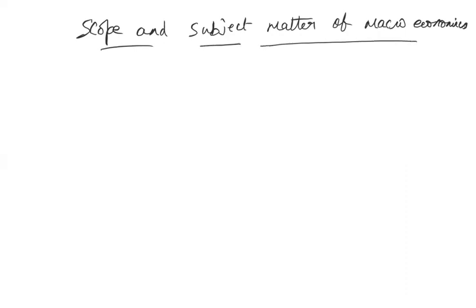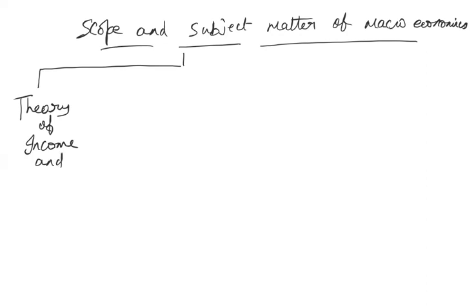So the first subject matter that is covered under macroeconomic analysis is the theory of income and employment. Here it is not just the individual income but national income. It is not the employment of one individual company, but the total employment of a country. Okay. So the first subject matter analyzed under macroeconomics is the theory of income and employment.